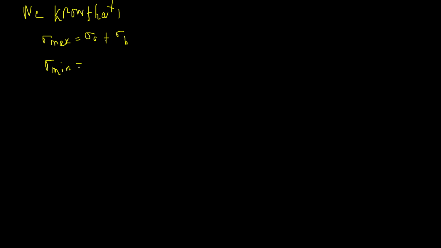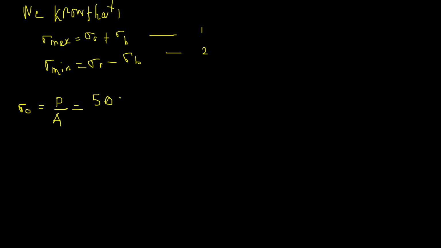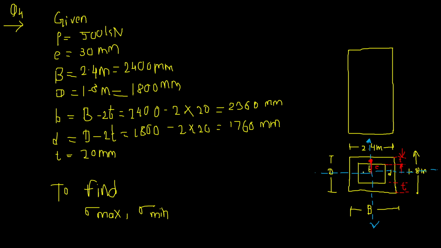Minimum stress is equal to sigma naught minus sigma b, equation number one and equation number two. Now direct stress sigma naught is force divided by area of cross section. The force value is 500 kilonewton, so that is 10 to the power 3. Now be careful whenever a hollow section is given while finding the area. For the cross-sectional area of a hollow section, we will have to subtract the outer area minus the inner area. That means the area in this case is equal to capital B into capital D minus small b into small d, outer area minus inner area.